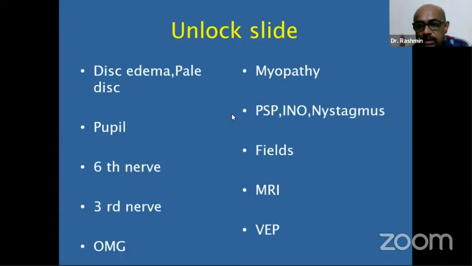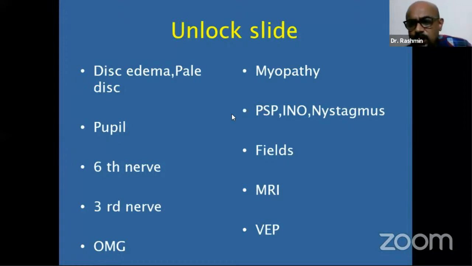What is important here, what the question will be asked is, which side is the lesion? The lesion is given to the side of the adducting eye. So the eye which is not adducting: if the right eye is not adducting, and the left eye has nystagmus, you call it right internuclear ophthalmoplegia. MLF is generally the site of lesion. What are the common causes of MLF lesion? Multiple sclerosis in a younger patient, infarct in an older patient.